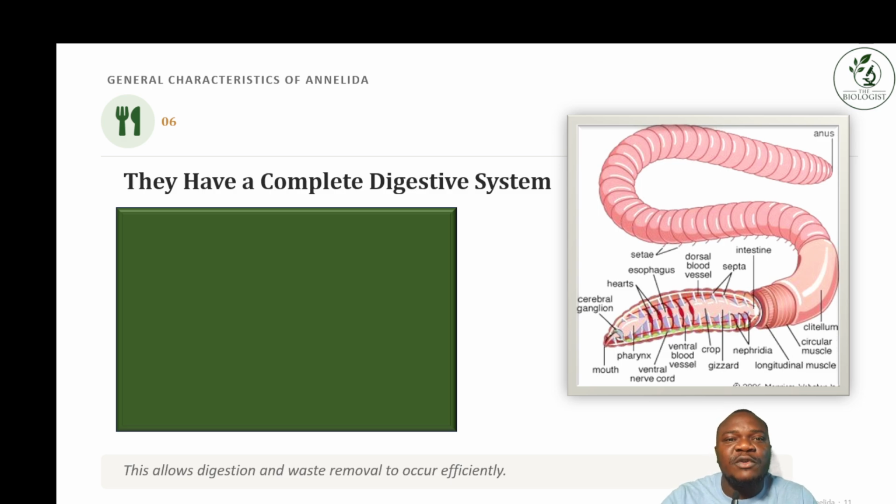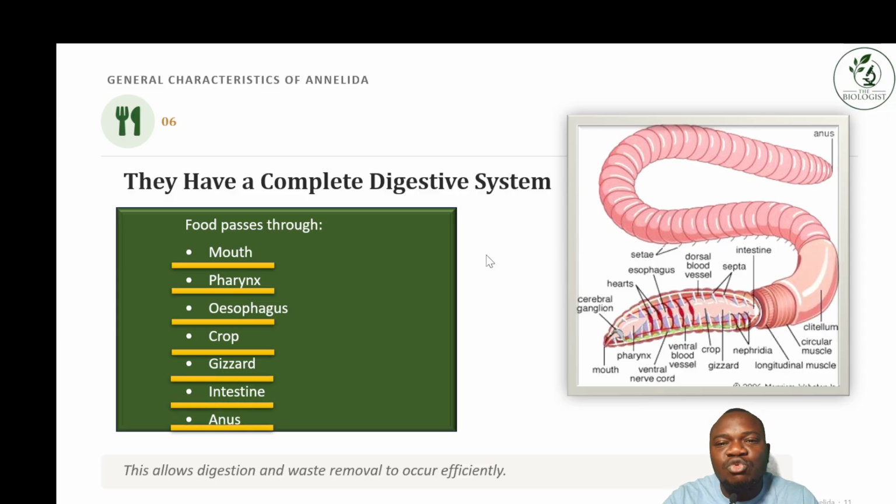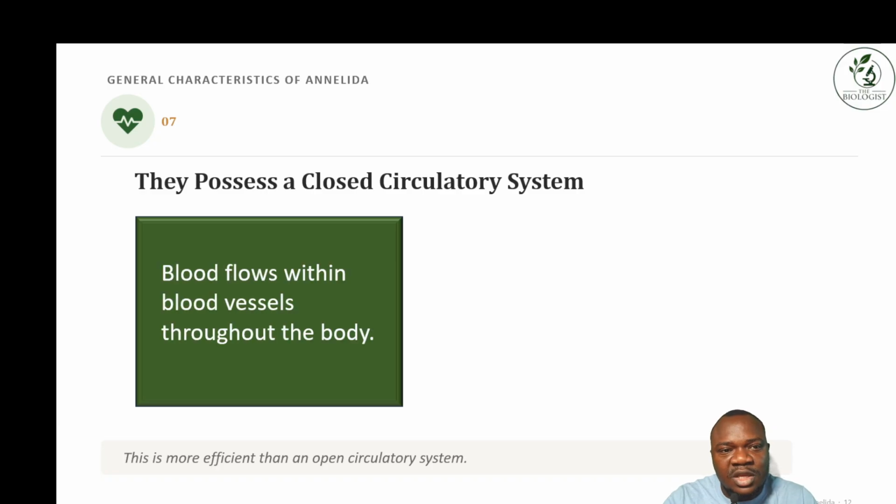Okay, the next point is they have a complete digestive system, and this system is composed of the mouth, pharynx, esophagus, crop, gizzard, intestine, and the anus, where the waste is expelled from the body. The next thing is that they possess a closed circulatory system. Blood flows within blood vessels throughout the body, through the veins, within, not outside. So it's called a closed circulatory system.